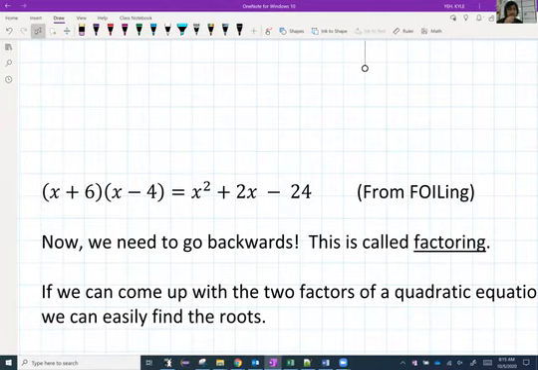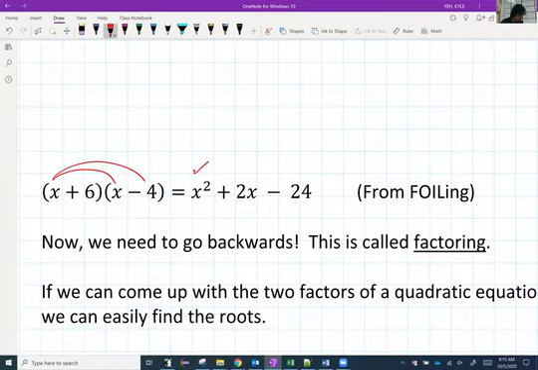(x plus 6) times (x minus 4). That's what we just did. If we FOILed them together, we could get x times x is x squared, negative 4x's plus 6x's, so that's plus 2x's, minus 24. Okay, so we know we can FOIL to go from two binomial factors into our polynomial.